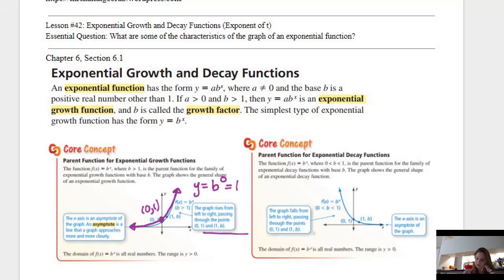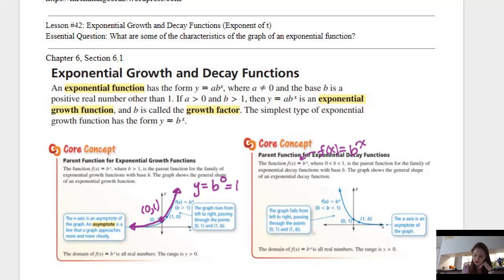Okay, and we can compare this to the exponential decay function. Exponential decay is almost the same function, right? f of x equals b to the x. But now b is between 0 and 1. And this is the parent function for the family of exponential decay functions with a base of b.